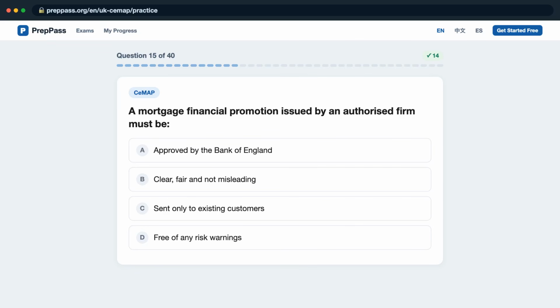Question 15. A mortgage financial promotion issued by an authorised firm must be, is it A, approved by the Bank of England? B, clear, fair and not misleading? C, sent only to existing customers? D, free of any risk warnings?